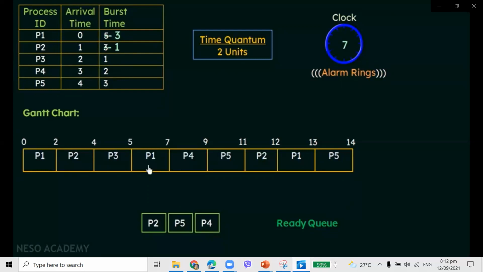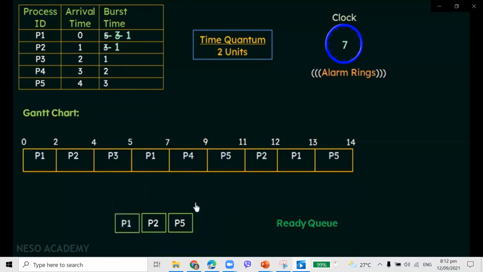Now did P1 finish its execution? Let's see. P1 had a remaining burst time of 3 units of time, but it has executed only for 2 units here. So still there is a remaining 1 unit of time that P1 needs to execute. So P1 will again be put at the end of the ready queue because it still has to use the CPU. So P4 we can remove from the ready queue now because it will get the CPU here, and P1, which was preempted, will be kept at the end of the ready queue.